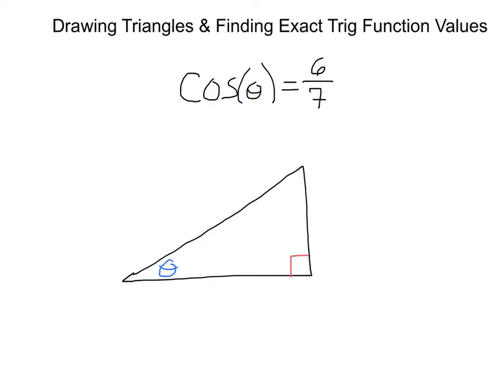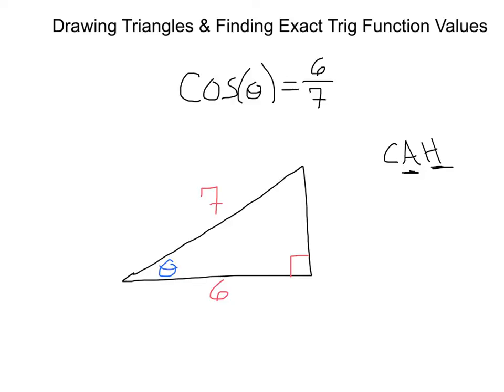to cosine. So remember cosine, that was like so, ka, toa. Cosine involved the adjacent over the hypotenuse. So that means my adjacent side is 6, so I'm going to label that. My adjacent side is 6 here. That's adjacent to my theta. And my hypotenuse is 7. So I'm going to go ahead and label my hypotenuse up here 7.